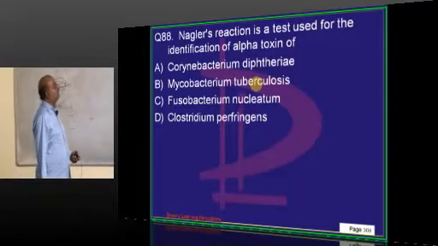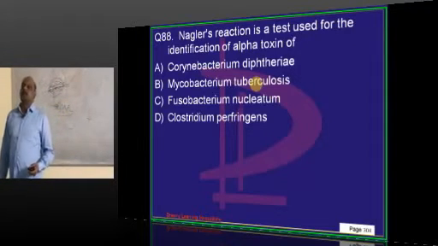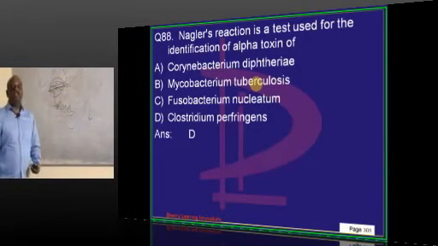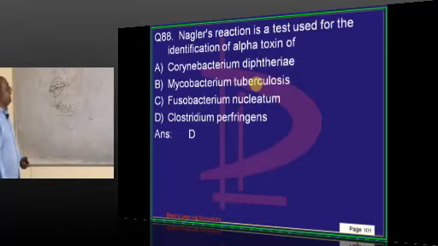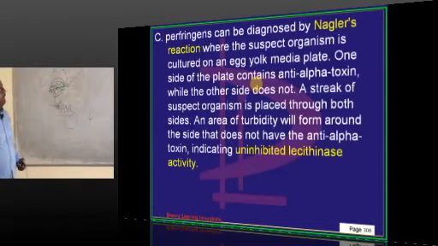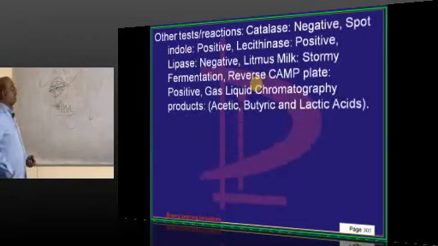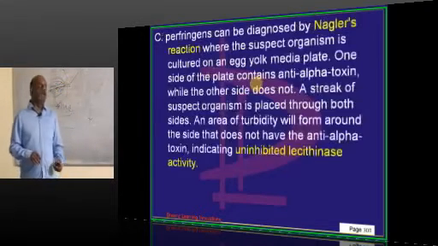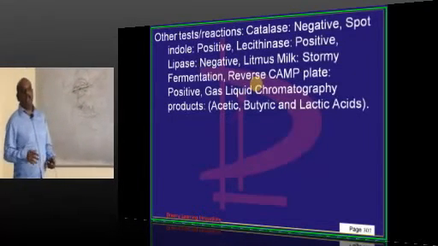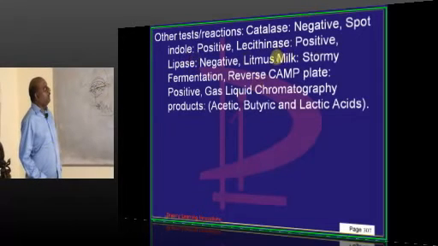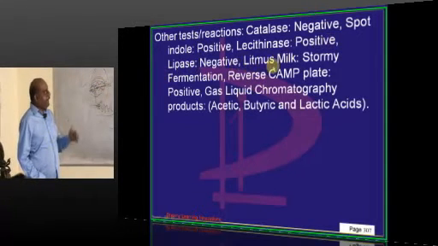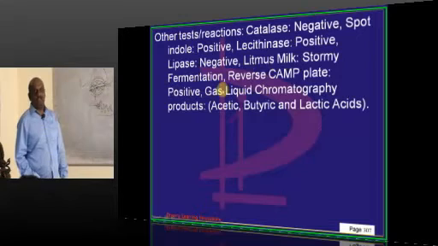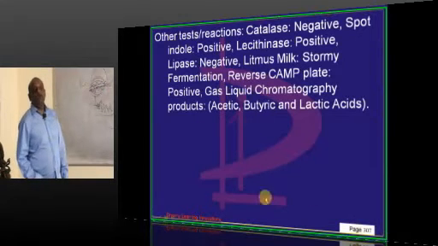Now doctor, Nagler's reaction typically will be testing lecithinase enzyme in case of Clostridium perfringens. Nagler's reaction, lecithinase activity is what you should not forget. So Clostridium perfringens, how will you recognize? Catalase negative, indole positive, lecithinase positive, lipase negative, litmus milk stormy fermentation. So they are all the important properties.